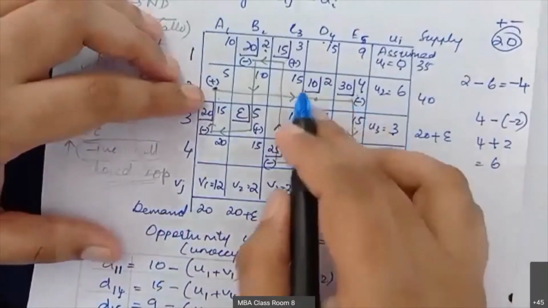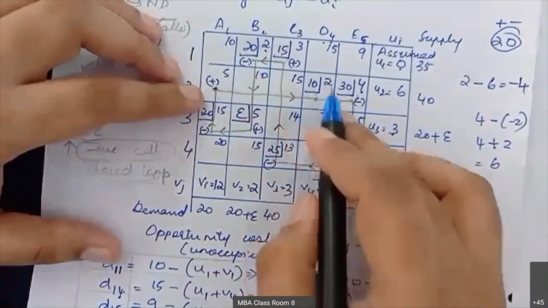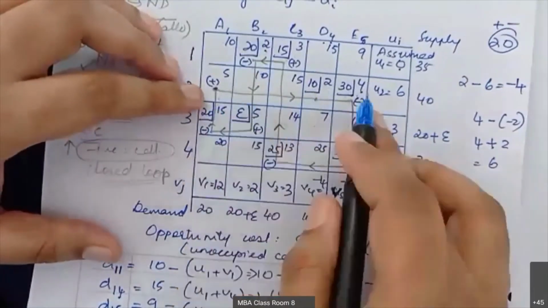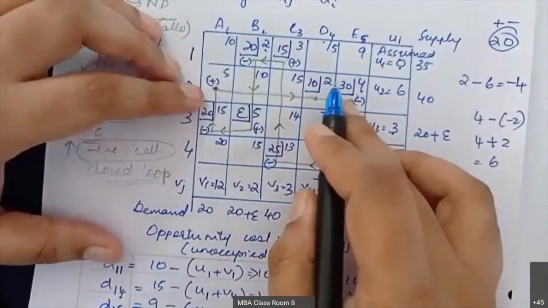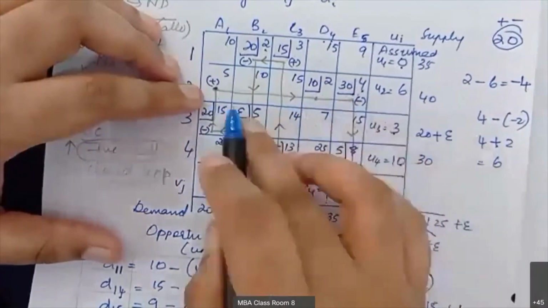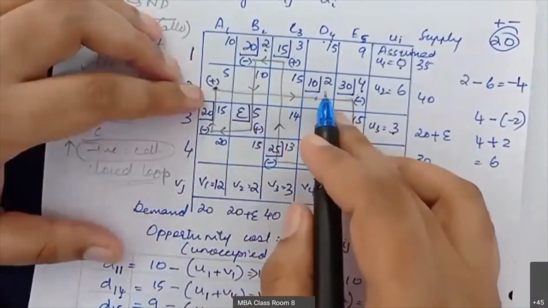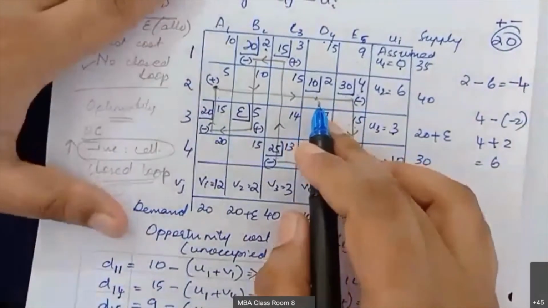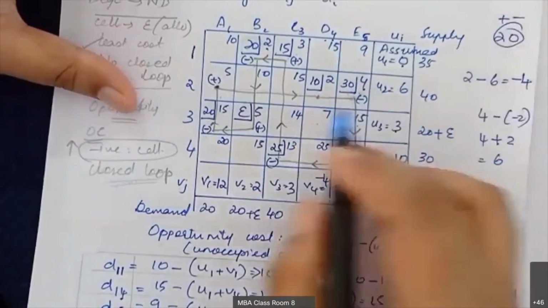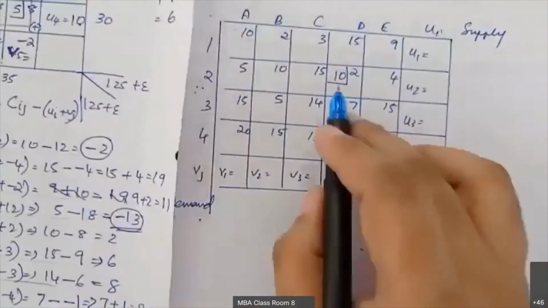This cell with allocation 10 and cost 2 has not become a part of the closed loop because 10 is not a corner cell. This is only a part of this line. It is not a corner cell. So all the cells which are not corner cells, we'll write just like that into my next step. So 10 with cost 2 I'm writing over here.